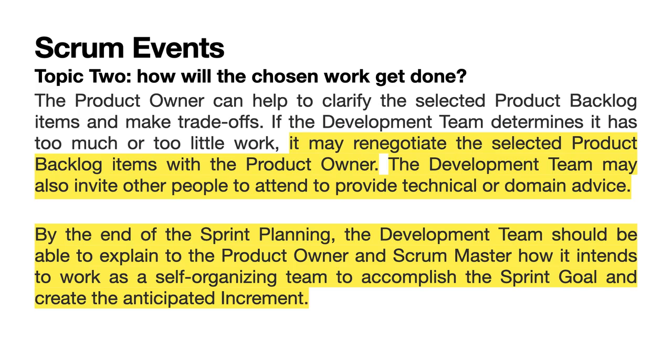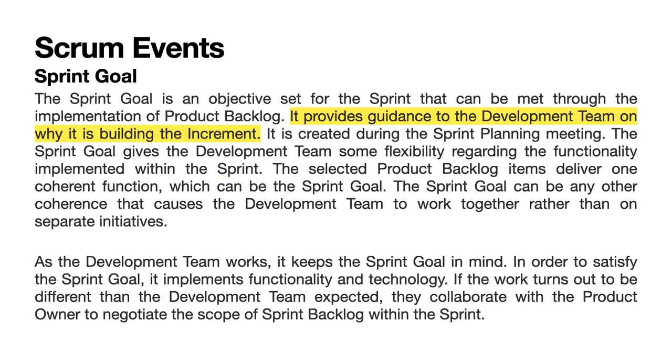By the end of the sprint planning, the development team should be able to explain to the product owner and Scrum Master how it intends to work as a self-organizing team to accomplish the sprint goal and create the anticipated increment. Sprint goal. The sprint goal is an objective set for the sprint that can be met through the implementation of product backlog. It provides guidance to the development team on why it is building the increment. It is created during the sprint planning meeting.